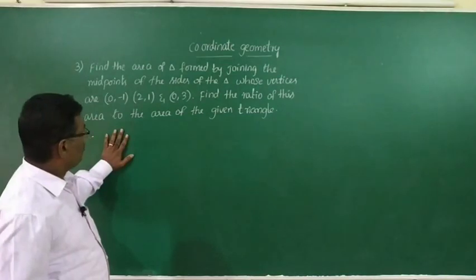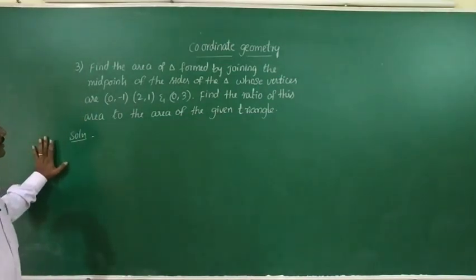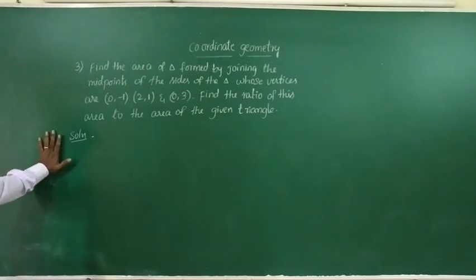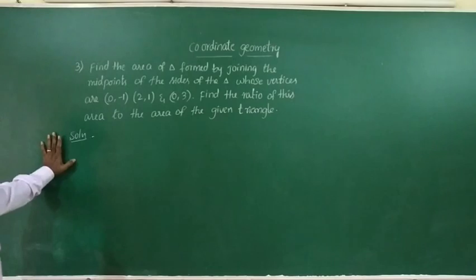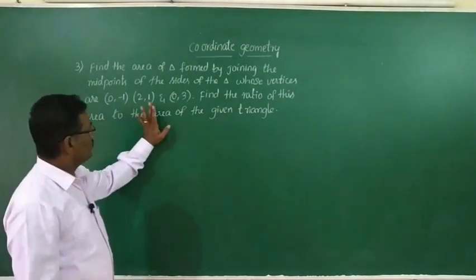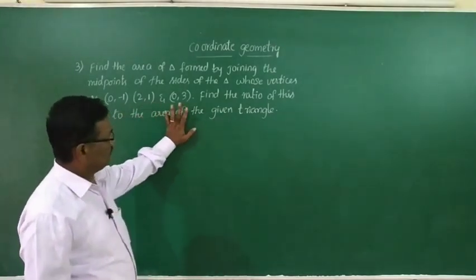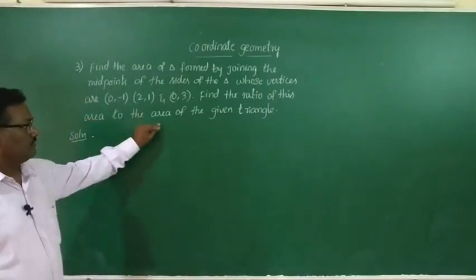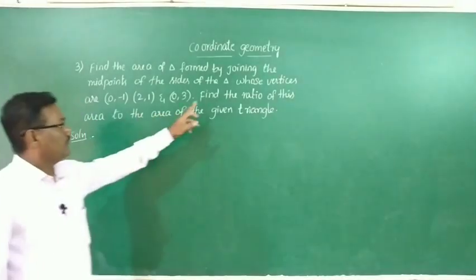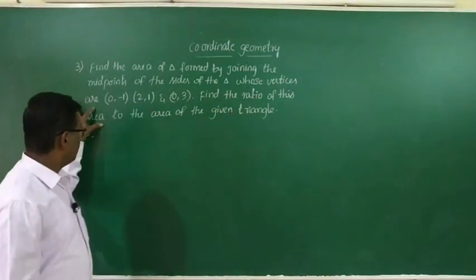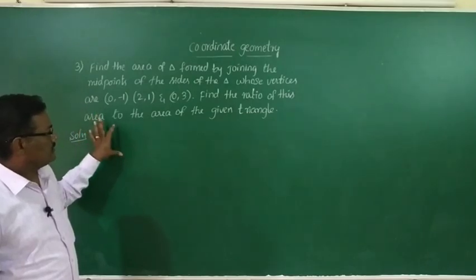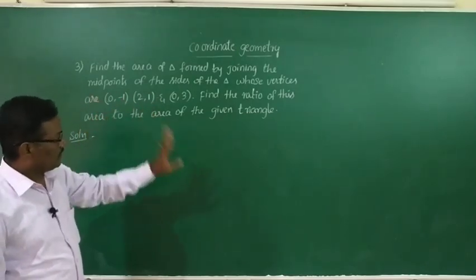There is one more problem here. Find the area of the triangle formed by joining the midpoints of the sides of the triangle whose vertices are 0, minus 1, 2, 1, 0, 3. Find the ratio of this area to the area of the given triangle. This area means which triangle we get by joining the midpoints.